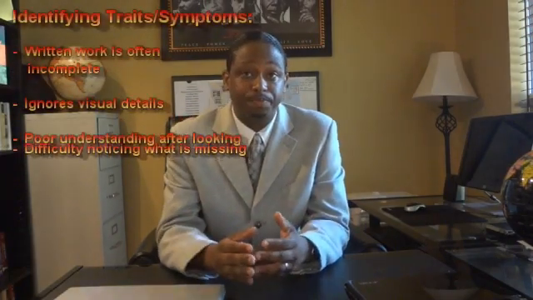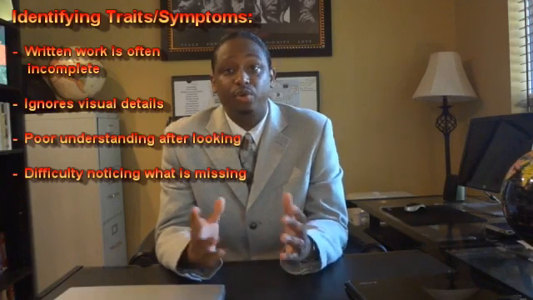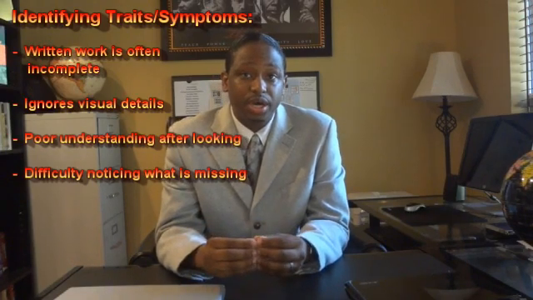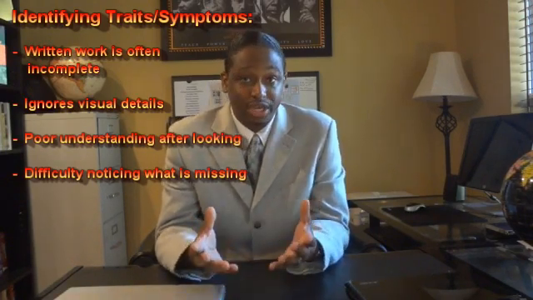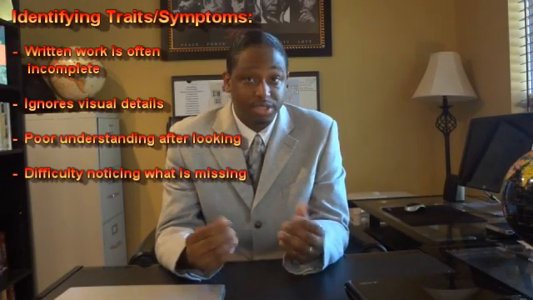Now, here's some symptoms of visual closure. A written work could always be incomplete. The person could ignore visual details. There's poor understanding after looking at something. And there's difficulty noticing what's missing.